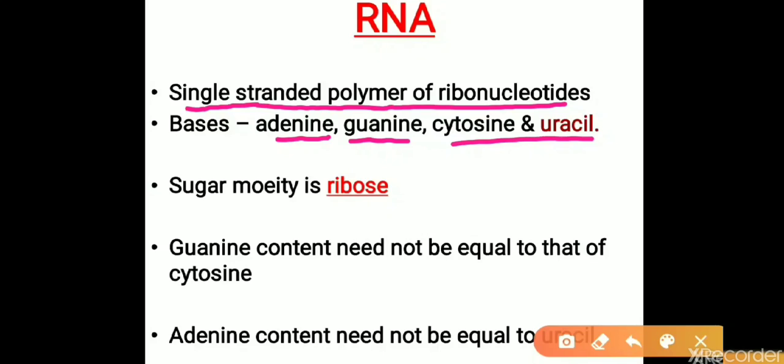And the sugar molecule in case of RNA is ribose sugar. In case of DNA, it is deoxyribose sugar. So the sugar molecule in RNA is ribose sugar.